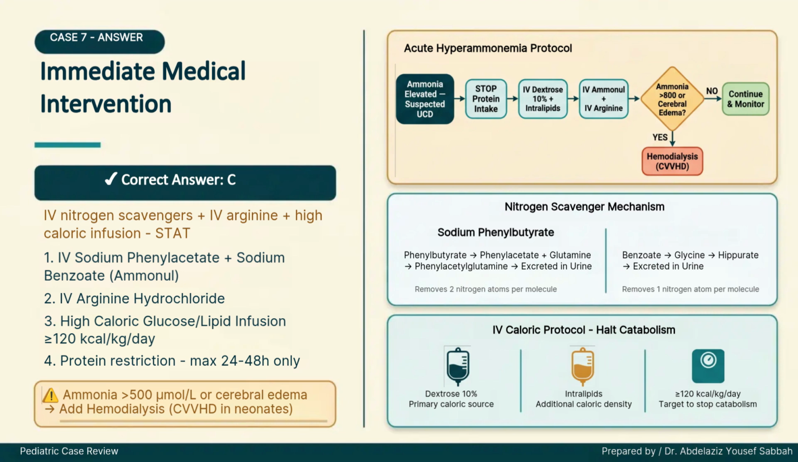Oral therapy is far too slow here, and a liver biopsy doesn't treat anything. Critically, if ammonia is above 500 or there's cerebral edema, add hemodialysis. And in neonates, that means CVVHD.